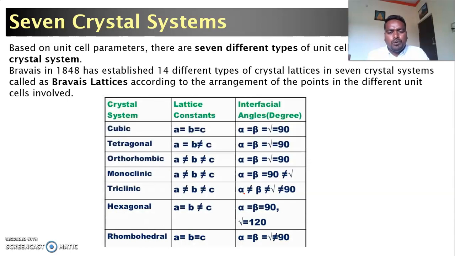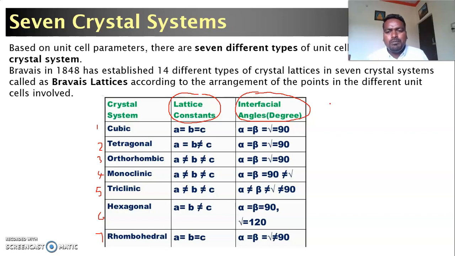For example, if you look at this table, you can find 7 systems: cubic, tetragonal, orthorhombic, monoclinic, triclinic, hexagonal and rhombohedral. These are the 7 different crystal systems. How are they different and why? These are different because they possess different axial distances and different interfacial angles or axial angles. Because of differences in axial angle and axial distance, we get 7 different crystal systems.